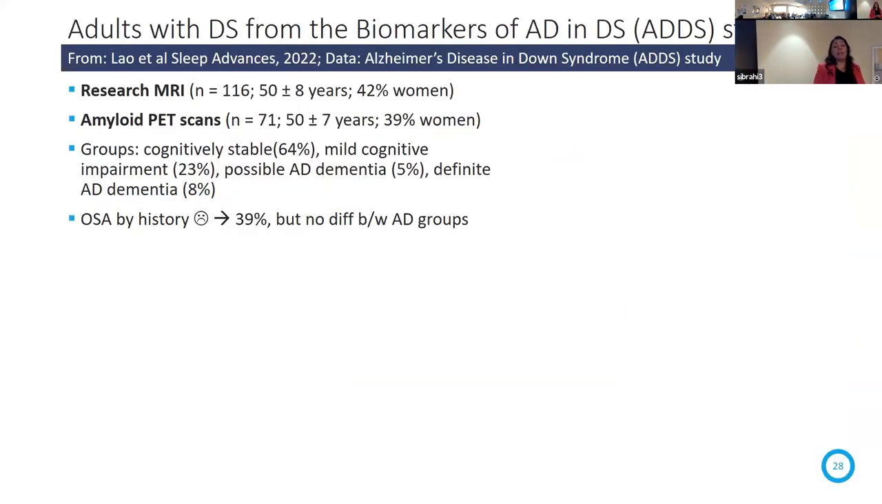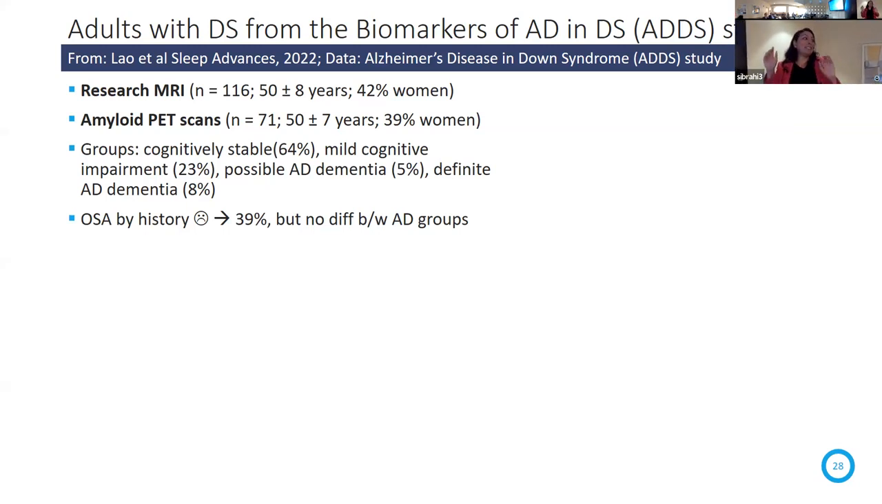And of course, there is one study out there, just one so far, but there probably will be many, looking at adult obstructive sleep apnea in people with Down syndrome. They utilized some pretty heavy-duty stuff: research MRI and amyloid PET scans. Then they divided the groups. Mostly were cognitively stable, but 23% had mild cognitive impairment. Some had possible AD dementia, another had definitive AD dementia. Unfortunately, in this study they did not get PSGs. They had sleep apnea by history, and only 39% had it.